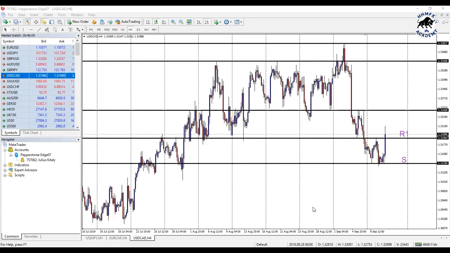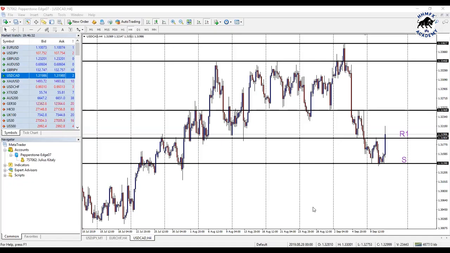So this is USD CAD, as we started with it from the beginning. This is USD Canadian dollar, guys.